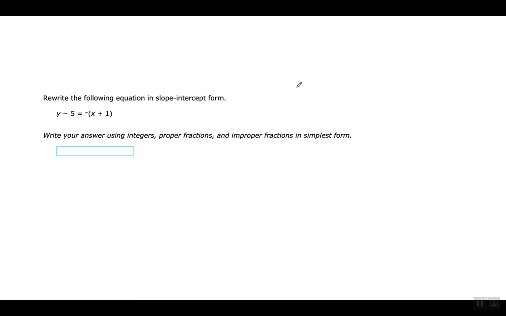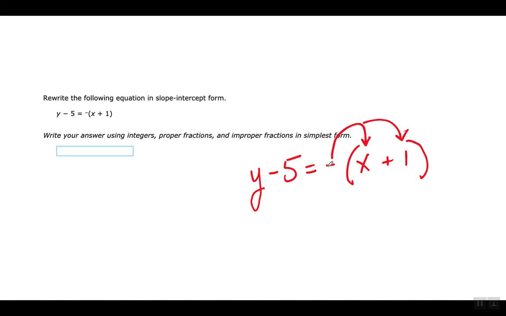Alright? Again, try to do it mental math if you can. Alright, this one's pretty simple. I'm going to distribute the negative sign. If you want to, you can imagine this is negative 1, if it makes it easier to visualize.